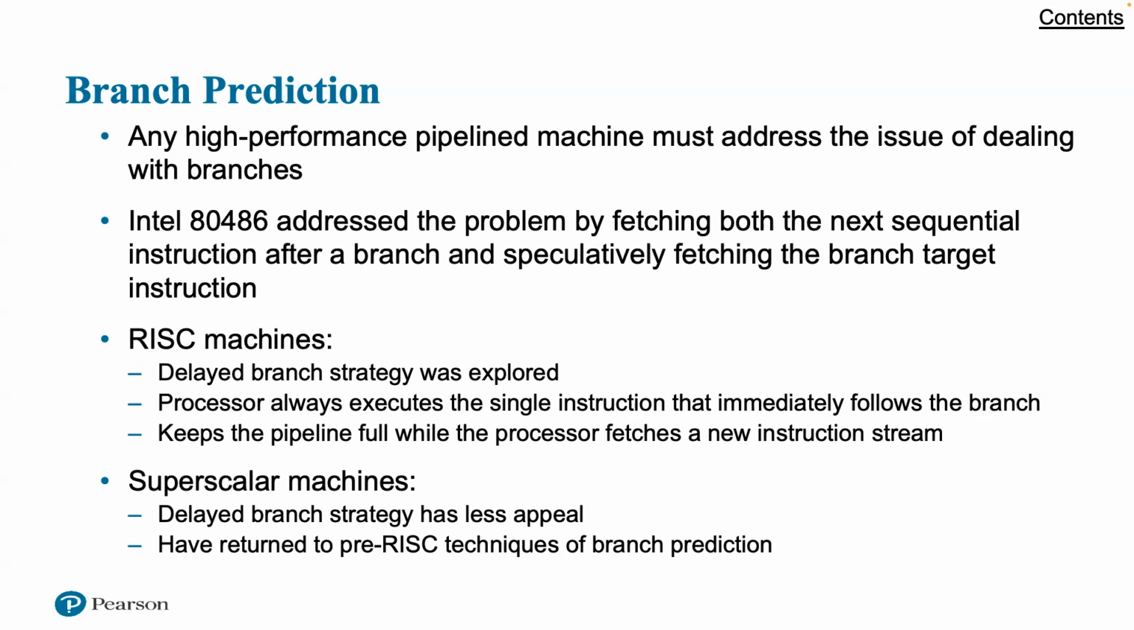Some, like the PowerPC 601, used a simple static branch prediction technique. More sophisticated processors, such as the PowerPC 620 and the Pentium 4, use dynamic branch prediction based on branch history analysis.